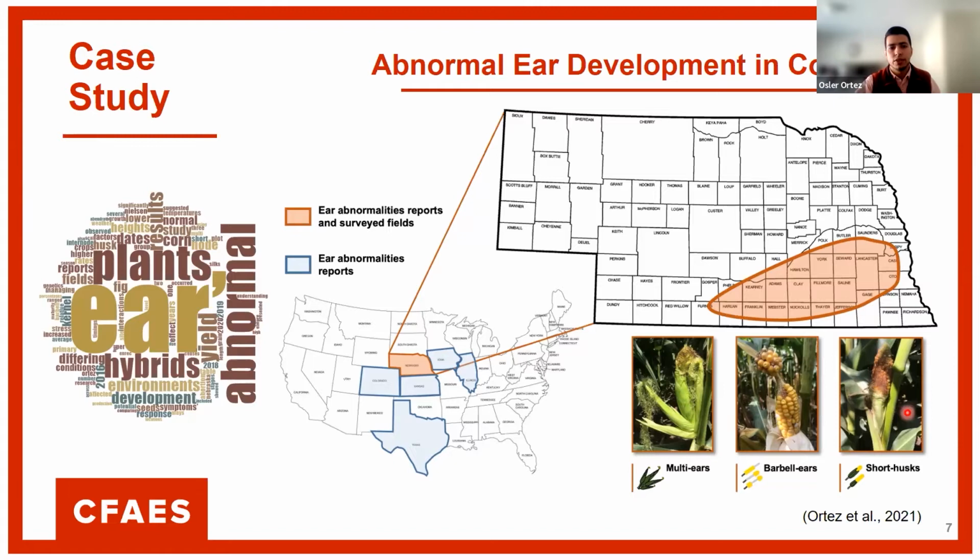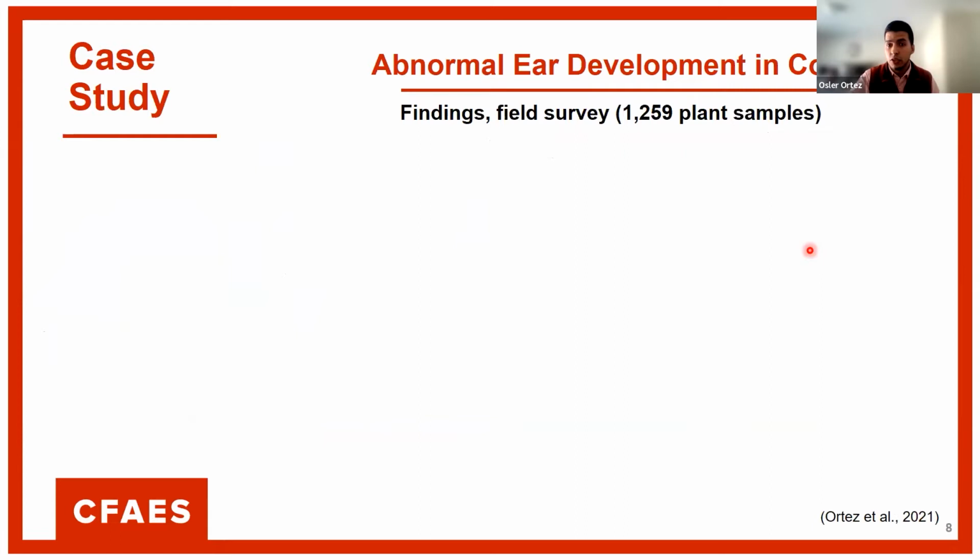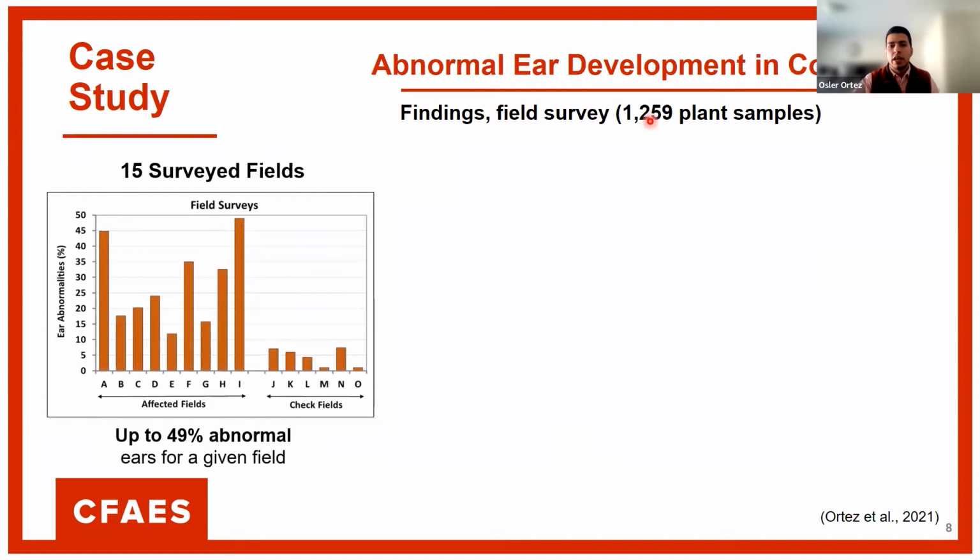One of our first steps was conducting a field survey. More than 1,000 plants were collected and analyzed, coming from 15 farmer fields in eastern and central Nebraska. What you see here on the x-axis are all those 15 fields, grouped in two categories, affected and check. And on the y-axis, we have the percentage of ear abnormalities in those fields.